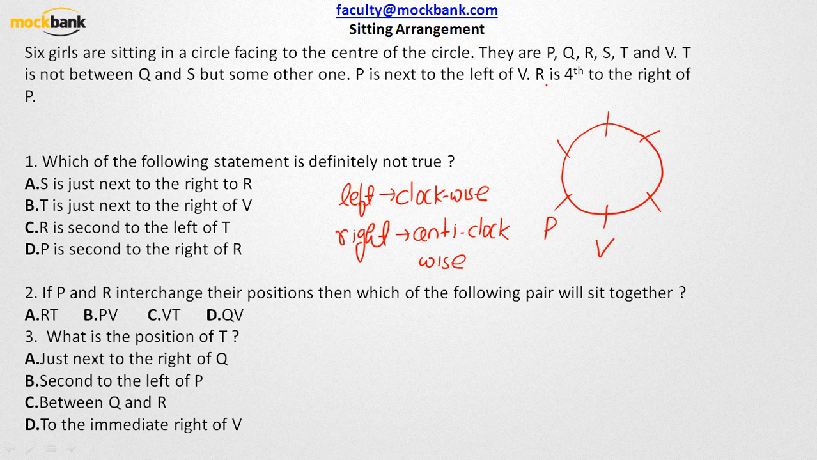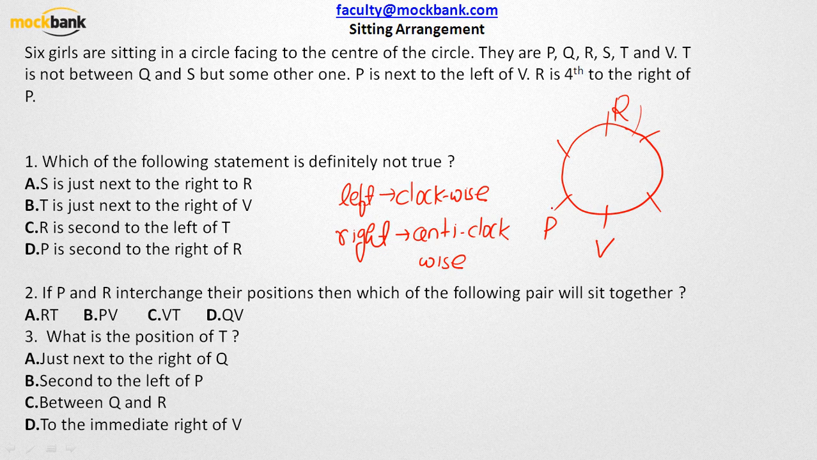Another information is R is fourth to the right of P. So what is the meaning of right? Anti-clockwise direction. I need to move in the anti-clockwise direction. This is the first, second, third and this is the fourth position. So we have got over here to be R. So R is fourth to the right of P.